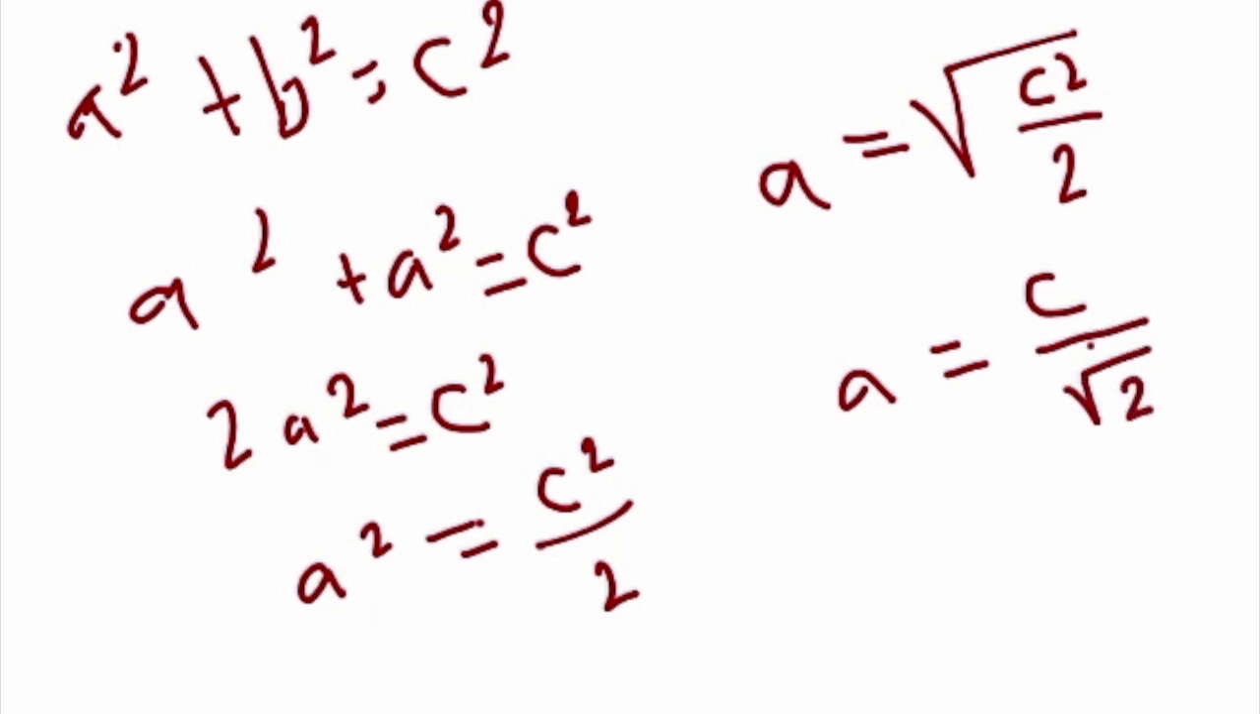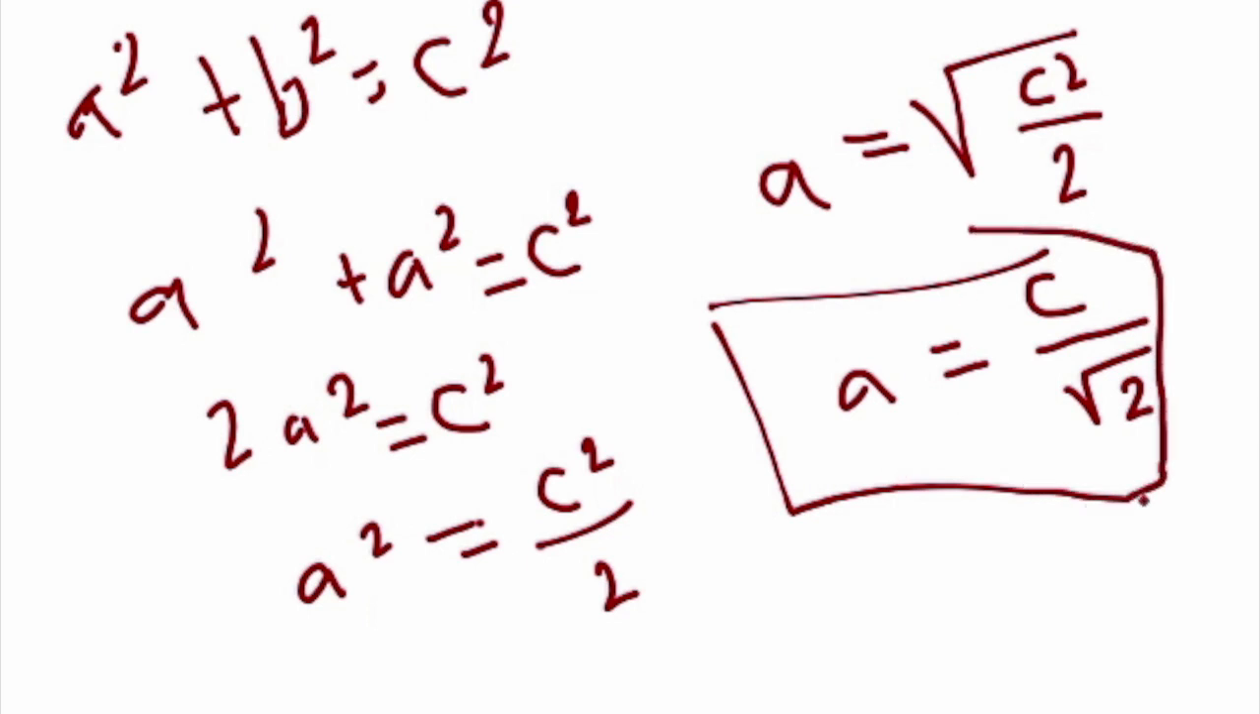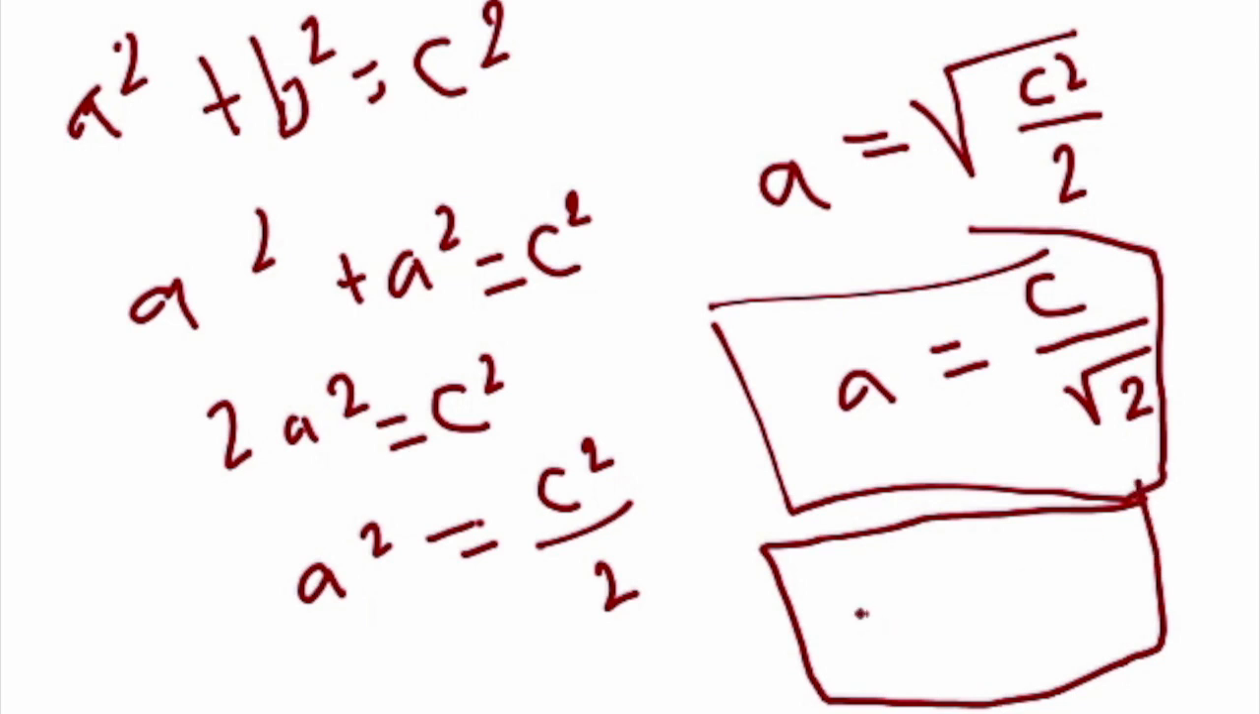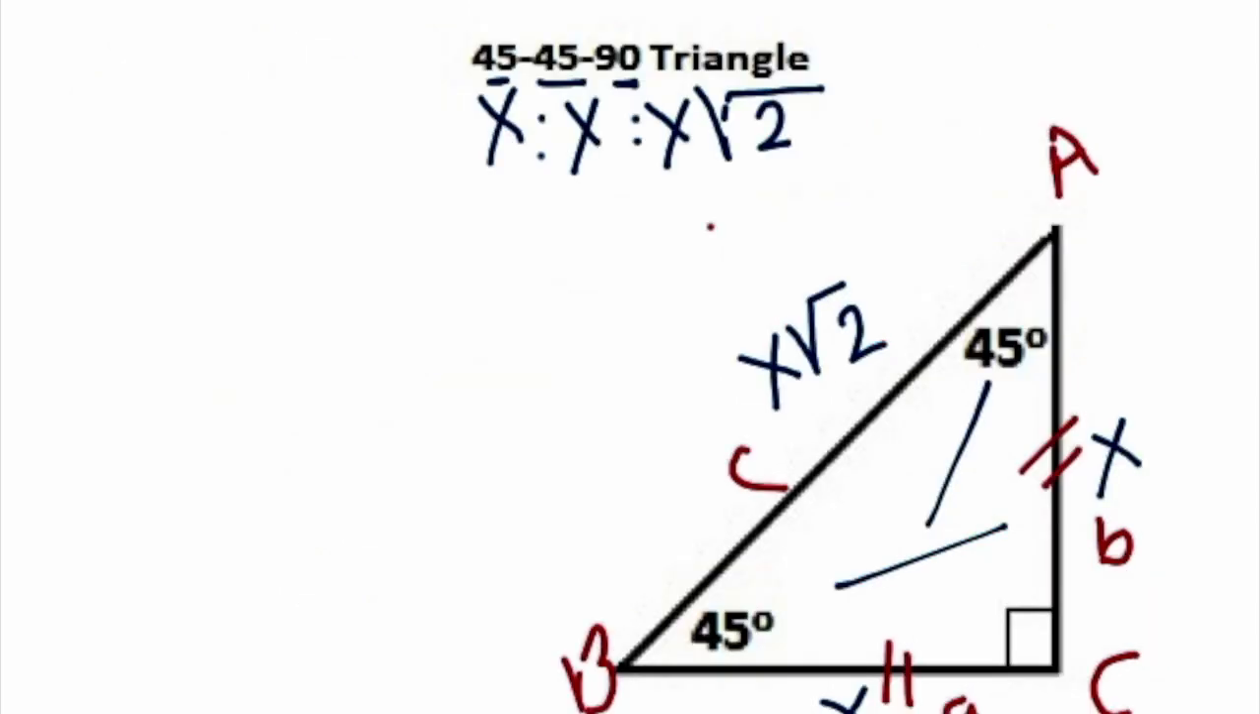And that's actually what we have in our ratio. If we multiply both sides by square root of 2, it would give us c equals a square root of 2. That's exactly what we've got here.